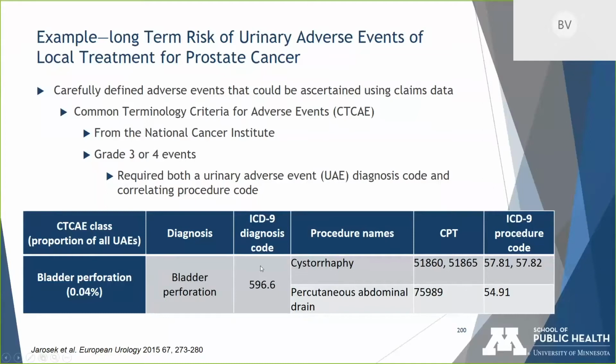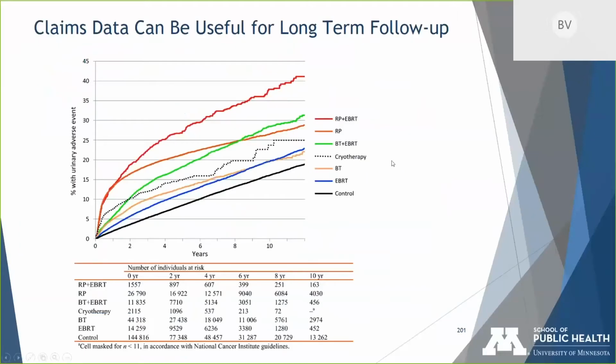So we looked for a diagnosis code of bladder perforation, but then we also required that they had a procedure to address it, and we measured those using both CPT codes in the carrier and outpatient files, or the NCH and outpatient files, and then we looked for ICD-9 procedure codes in the hospitalization files. They had to have both the diagnosis code and the procedure code present on the same claim in order for us to count it. And here are our findings.